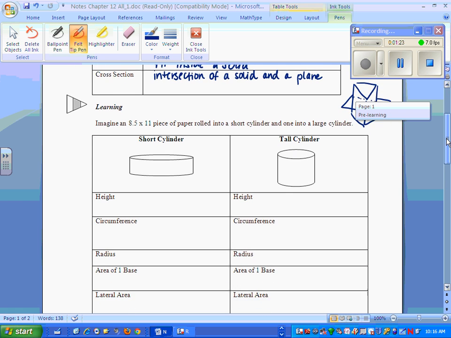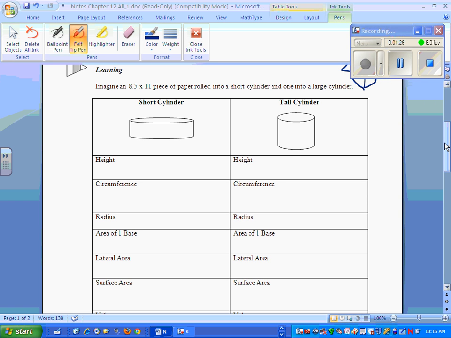If I were to take an 8.5 by 11 piece of paper, I can roll it two ways, hot dog way or hamburger way, right? If I roll it the hot dog way, I get a tall cylinder with the height being 11, and this distance being 8.5, which would be the circumference. So my height is 11 centimeters, my circumference is 8.5 centimeters. If I were to make a short cylinder, my height is 8.5 here, and my circumference is 11. Okay, do you think that these both have the same volume?